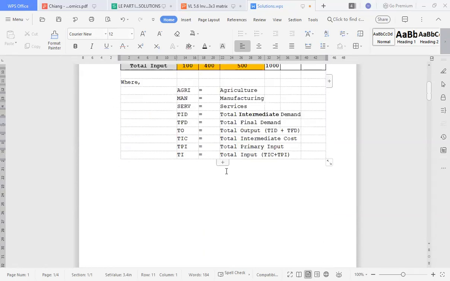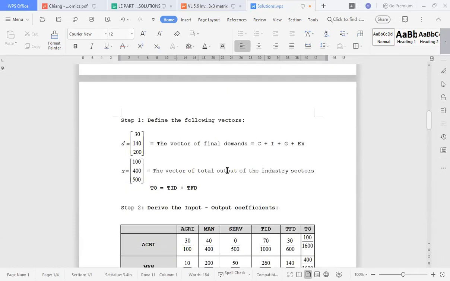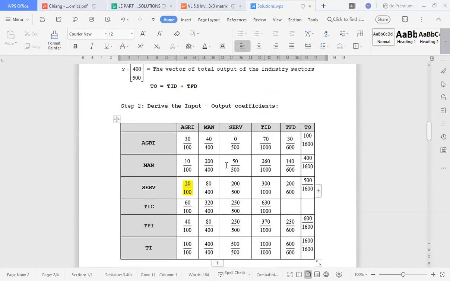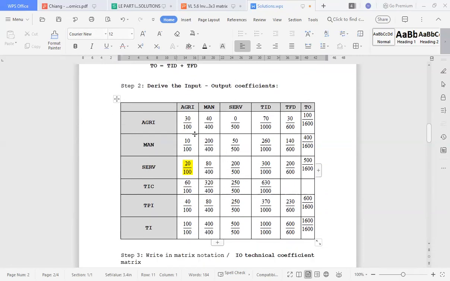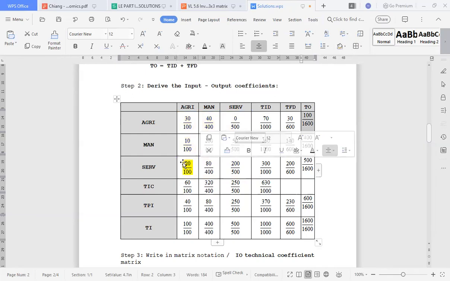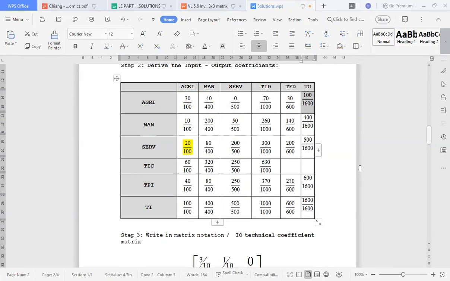Now this will help us write in matrix notation the matrix of inter-industry coefficients. But before that, class, you can just get this one here, okay? Just to give you the inter-industry coefficients. But before that, let's try to make a Leontief explanation for each coefficient here, okay? So, suppose we're getting this. What does this tell us?